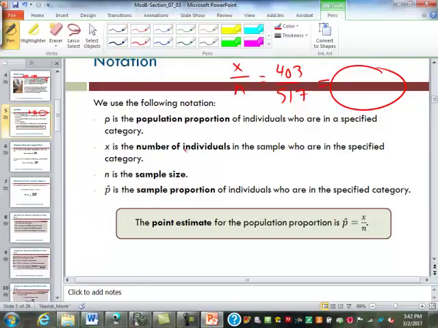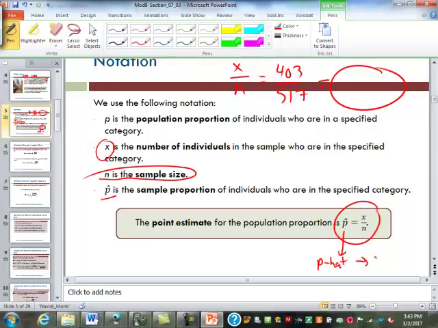The number of individuals in the sample or in a specific category, that's x. That was our 403 that said they were in favor of it. n is the sample size. That was the 517. p hat is that proportion that we get after we divide. So right there, x over n. They use p hat because p is the population proportion. p hat is the sample proportion. That's what the little hat means. It's from the sample, not from the population.